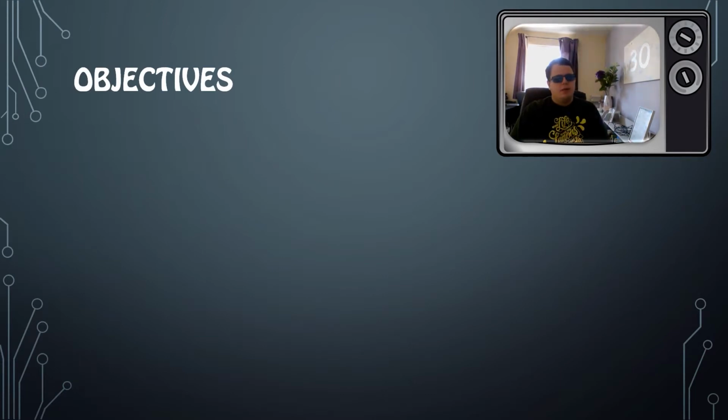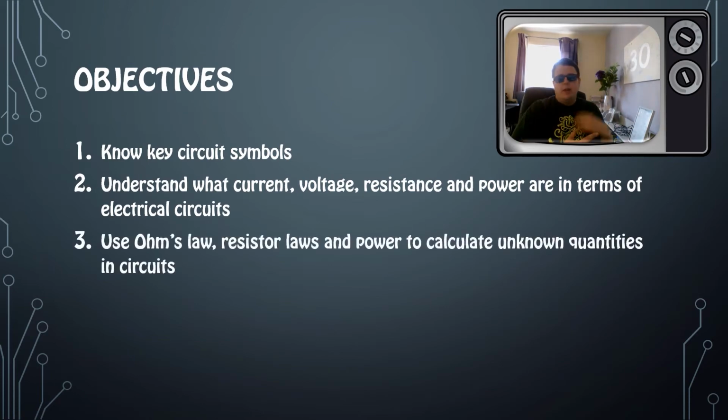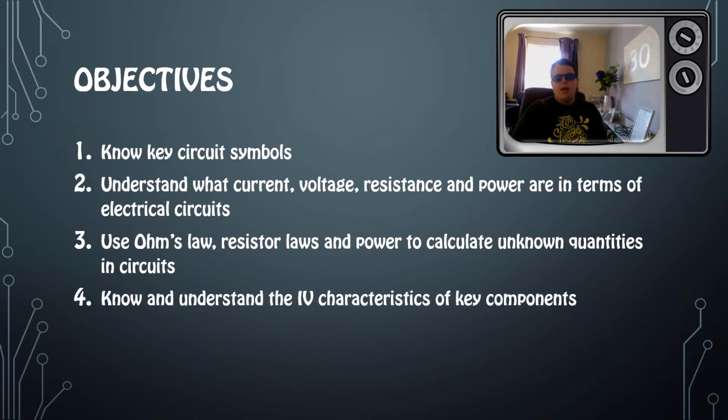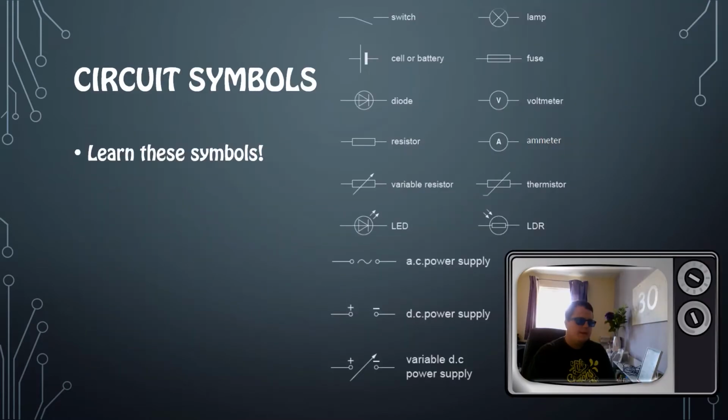Okay, so objectives then. What are we going to cover in this presentation? We're going to cover the key circuit symbols. We're going to try and understand what current, voltage, resistance and power are. We're then going to use various laws such as Ohm's law, the resistor laws and power to calculate unknown quantities in circuits. And then the final thing is we're going to hopefully learn the I-V characteristics, or current-voltage characteristics, of components. Okay, here is a whole list of useful links.